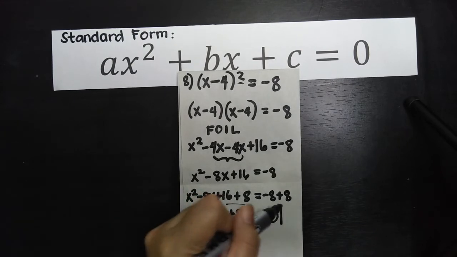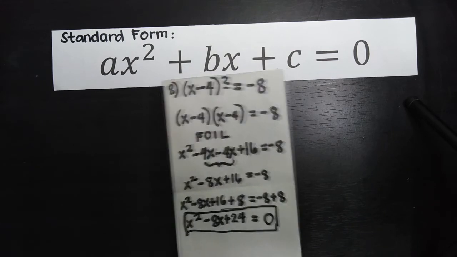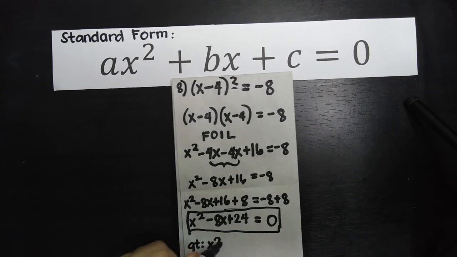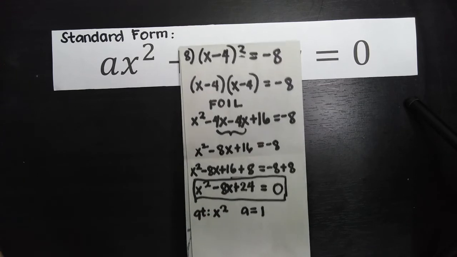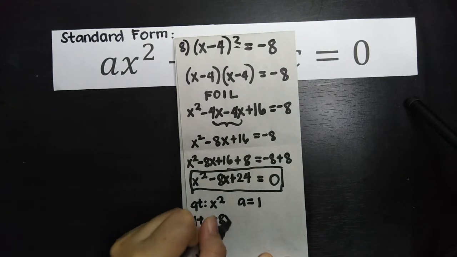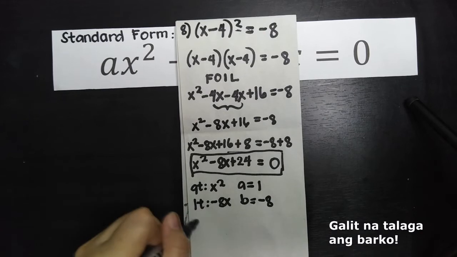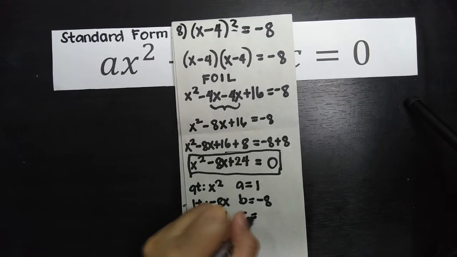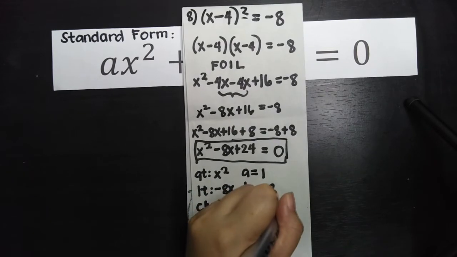Okay, so we are now with our quadratic equation in standard form. So to determine our quadratic term, we have x squared, which gives us a equal to 1. And then we have linear term, which gives us negative 8x, and b equal to negative 8. And lastly, the constant term, 24, which gives us c equal to 24. So, ayan.